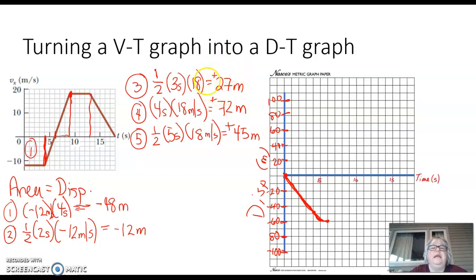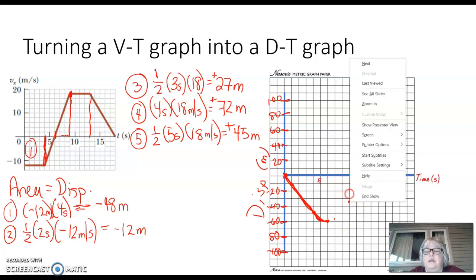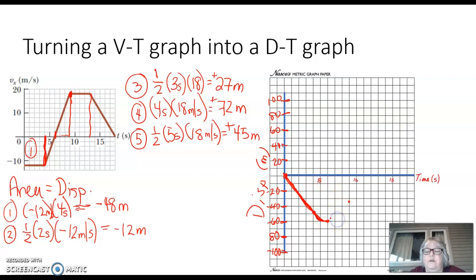I'm now going to increase my displacement by positive 27 meters. That's over 3 seconds. 1, 2, 3 seconds. Again, we're accelerating, so this line is going to be curved. And I'm going to be going up 27 meters, which is approximately 30. 10, 20, 30. So we're going to be a little less than 30. And I'm going to make this a curve. Better curve. Oops. There. Okay.